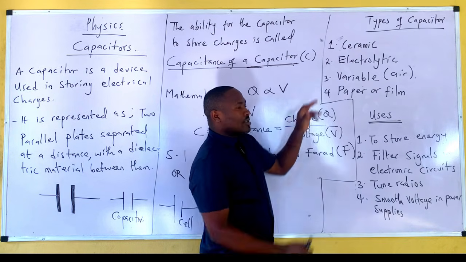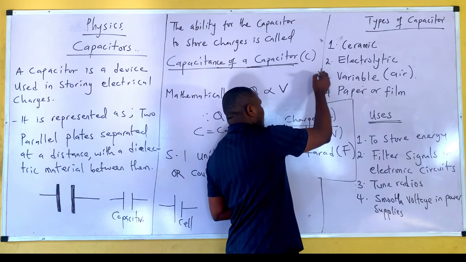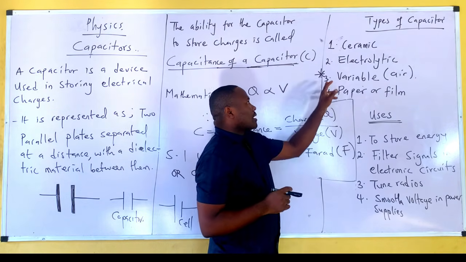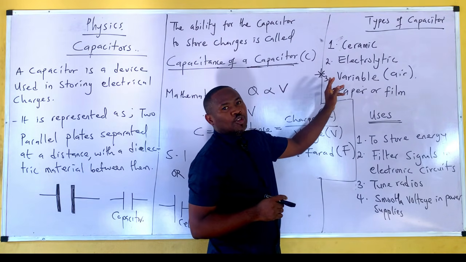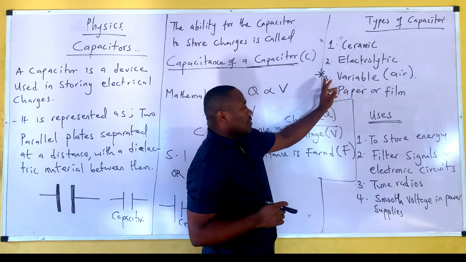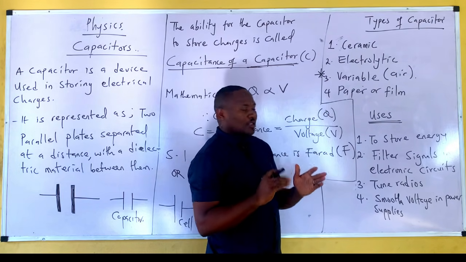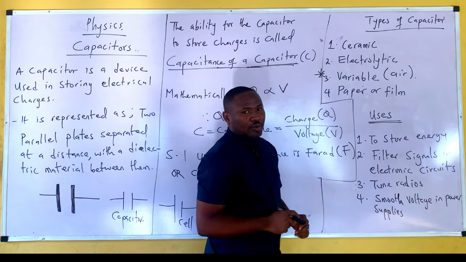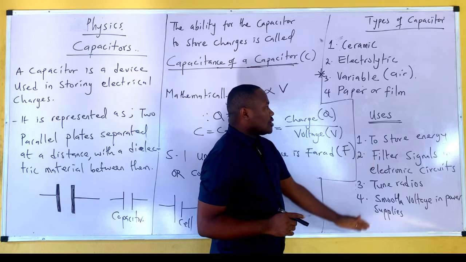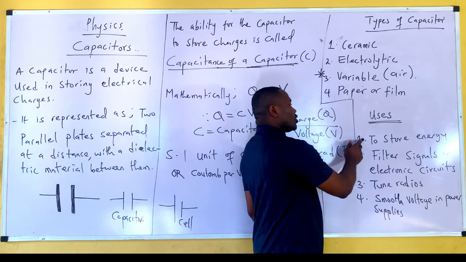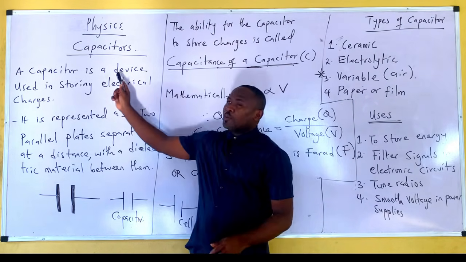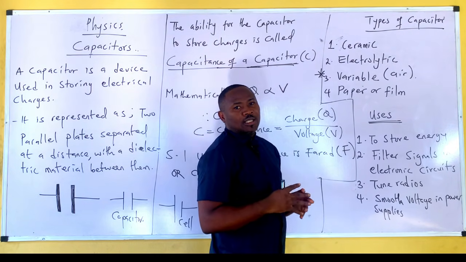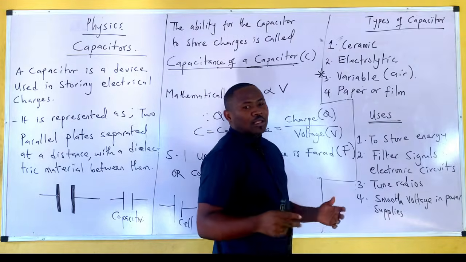This is the kind of capacitor found in radios. A variable capacitor is found in radios, and this kind of capacitor is adjustable. Take note, a variable capacitor is a capacitor that you can adjust. Then we have to smooth voltage in power supply. So all these are uses of capacitors, apart from just to store charge that we said from the beginning of the class. Now we'll be looking at how capacitors are connected in series and parallel, and how they are calculated.